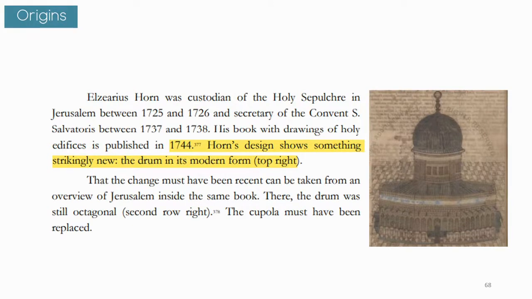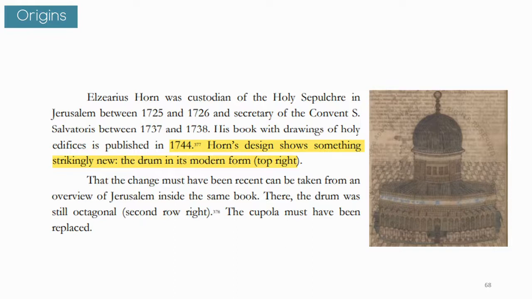Elzerius Horn was custodian of the Holy Sepulchre in Jerusalem between 1725 and 1726, and secretary of the convent Sant Salvatorius between 1737 and 1738. His book with drawings of holy edifices is published in 1744. Horn's design shows something strikingly new, the drum in its modern form, as you can see there on the right. That the change must have been recent can be taken from an overview of Jerusalem inside the same book. There the drum was still octagonal.